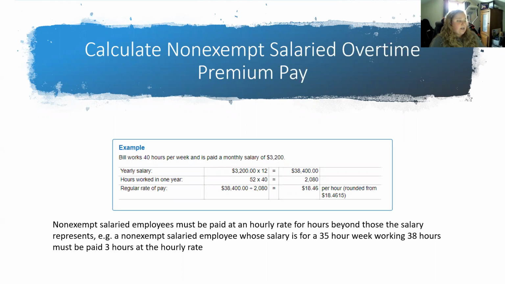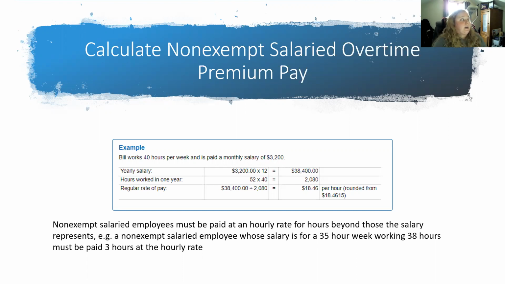So non-exempt salaried employees must be paid at an hourly rate for hours beyond those the salary represents. For example, a non-exempt salaried employee whose salary is for a 35-hour week, working 38 hours, must be paid 3 hours at the overtime rate of the regular rate of pay.